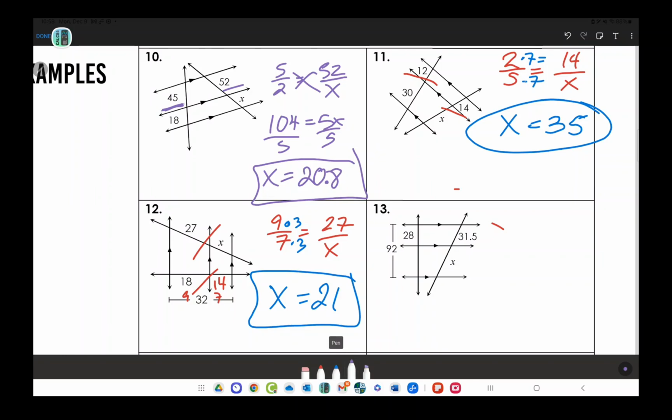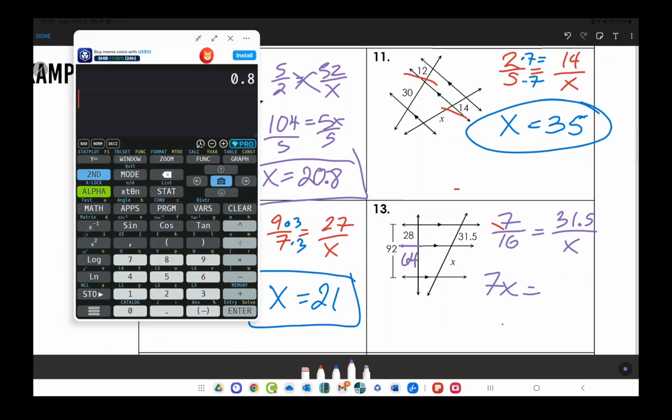Here, 92 minus 28 is 64. Now, 28 and 64 can both be divided by 4 to be 7 over 16. Is equal to 31.5 over x. So 7x is equal to 16 times 31.5, 504. And divide by 7, you get 72.